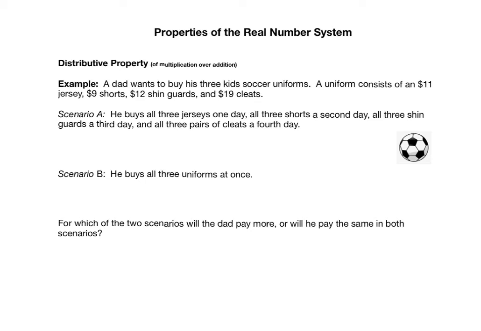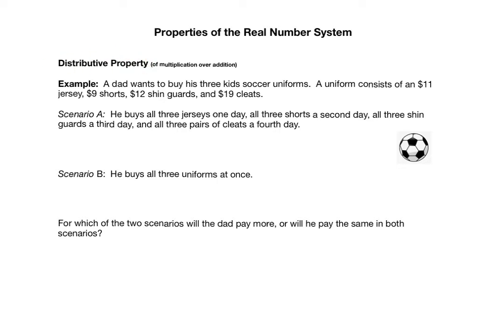We now continue with our discussion of properties of the real number system. So far, we've established that both addition and multiplication are commutative and they are also associative. Now we're going to look at a property that involves two operations. It is called the distributive property of multiplication over addition, often just referred to as the distributive property.